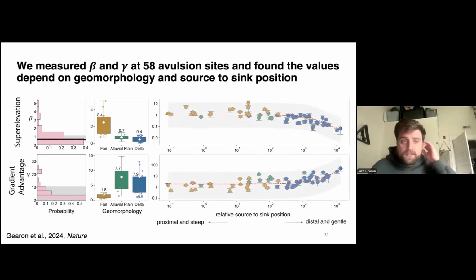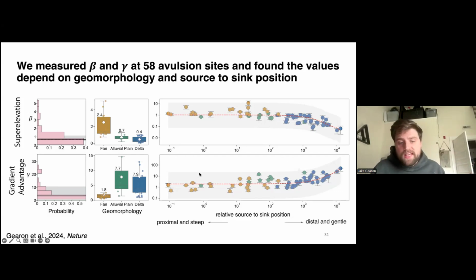On the x-axis, you can read this as relative source to sink position. Effectively, this x-axis is our normalized distance metric divided by slope. What that gives us is it allows us to control not only for how long a given transport system is, but how big the basin is that the transport system is in.